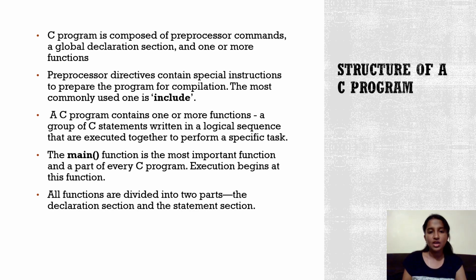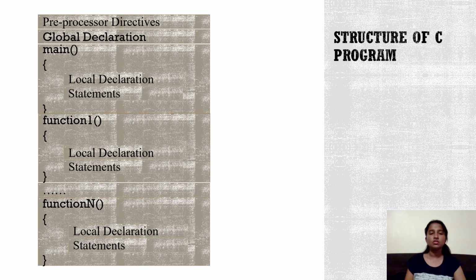All functions are divided into two parts, that is the declaration section and the statement section. So you can have a look at the structure of the C program, where the preprocessor directives come first, then global declaration, then the main function, then local declaration and statements, then you can add function 1, function 2, function 3, and so on till the nth function.